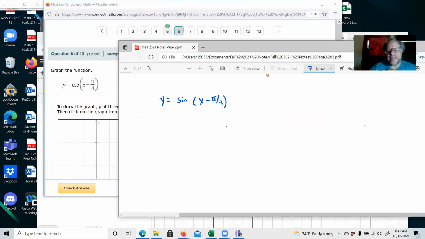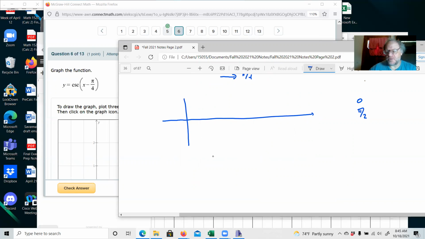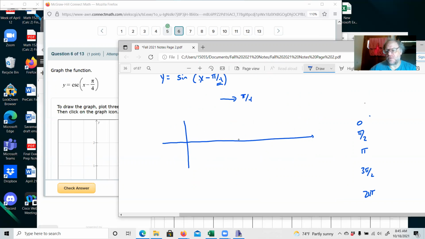This isn't really too bad because there's no period change, there's no amplitude, there's no vertical shift. It's just a phase shift, and all we're doing is shifting the values over by pi over 4. If I'm going to do this, my normal points are going to be 0, pi over 2, pi, 3 pi over 2, and 2 pi. First thing I'm going to do is shift it over by pi over 4.